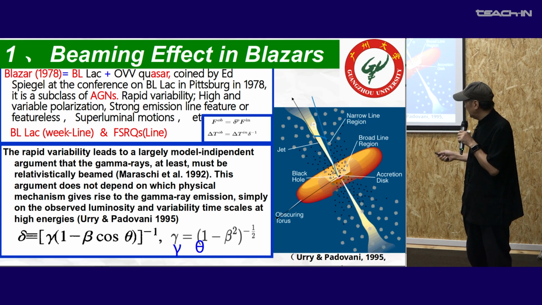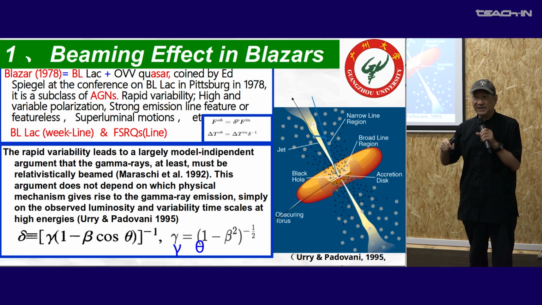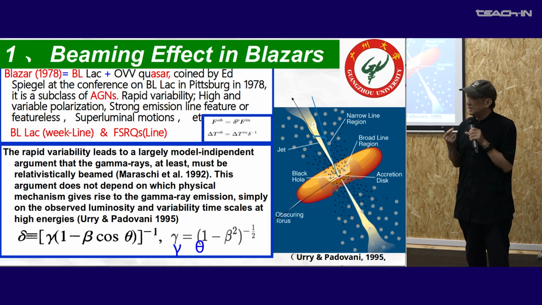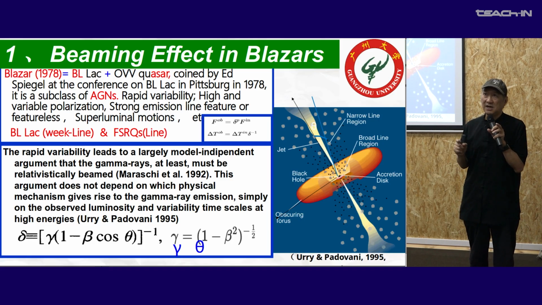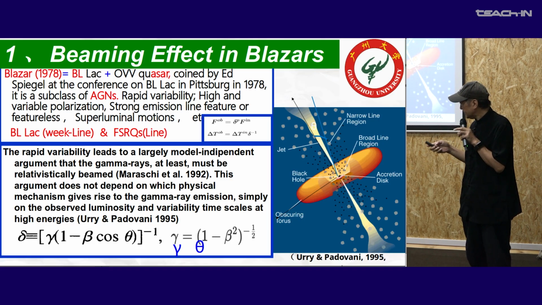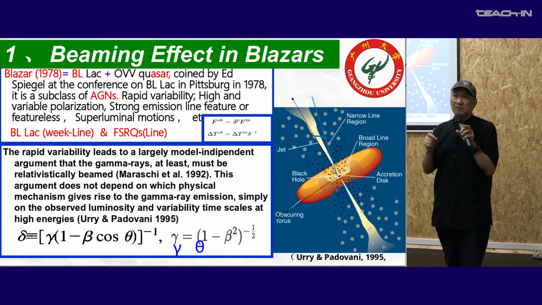So we can describe the delta in this way. The gamma and the theta cannot be observed directly; they can only be determined from other observations. Also, delta is an unobservable parameter.